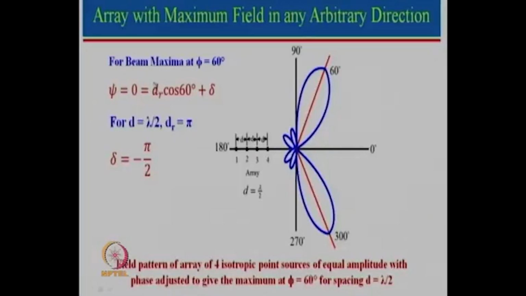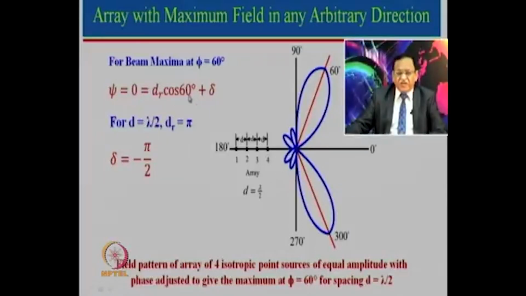Let us say we want the beam maxima at phi equal to 60 degree. So, this is 0 degree, phi is 60 degree here. This is our desired beam maxima. For that we need to calculate what should be the corresponding phase value. So, psi is equal to 0, we put that condition, this is same as before, but phi has been put as 60 degree plus delta. So, we need to calculate delta, and we take a case of d equal to lambda by 2. If we do that, dr is pi and delta becomes minus pi by 2.